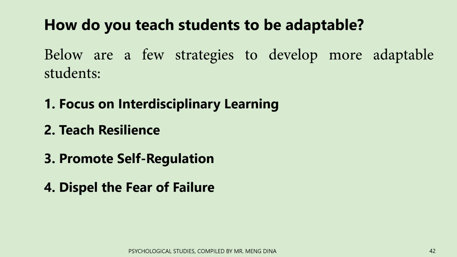Number 4, dispel the fear of failure. Okay, with this method, change from risk and success comes from the ability to embrace failure. So we have one way to help students overcome the fear of failure, which is by creating a safe learning environment where they feel comfortable asking questions, taking risks, and making mistakes.